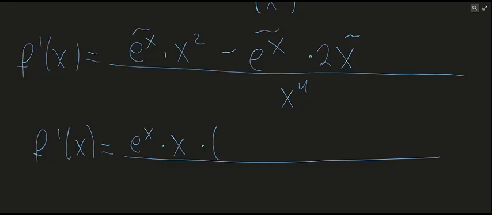For the first one, it's going to be x, because x times x is x squared. That's accounting for this little thing. And minus, this guy is 2x. This guy is 2x, so minus 2. And that is divided by x to the 4th.